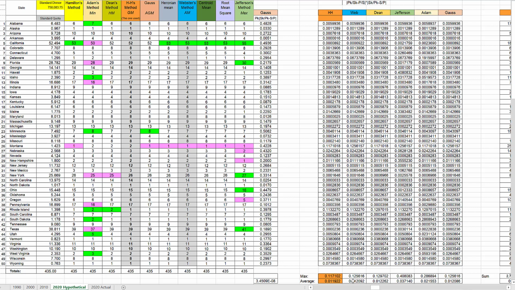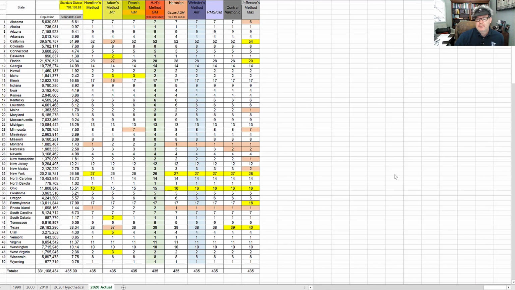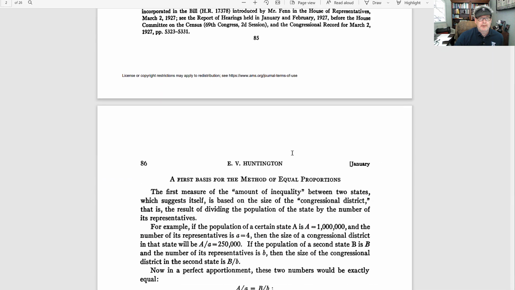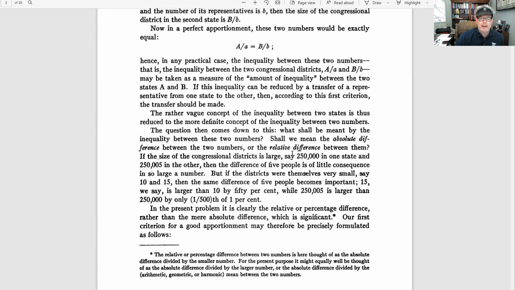Gauss actually beat Webster there. All right. So let's talk about what is really talked about with the Huntington Hill method, and that's, if we look at these pairwise properties, and you can read the original article, apportionment and what you want to minimize.